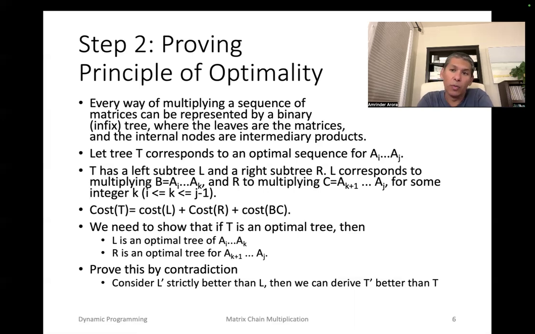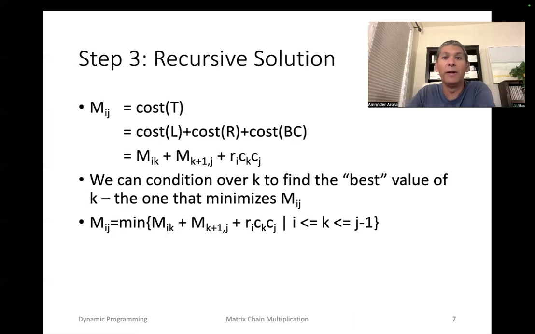And we can prove that using a proof by contradiction: if, for example, there was a strictly better sequence available in the left-hand side or the right-hand side, that would give a better tree overall, a better solution overall. So given that the solution given to us was optimal, the sub-solutions must also have been optimal solutions for the subproblems. That's how we argue that the principle of optimality holds, by proof by contradiction. So let's go to a recursive formulation.